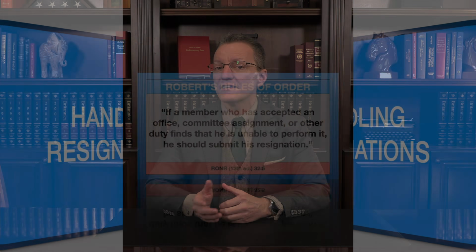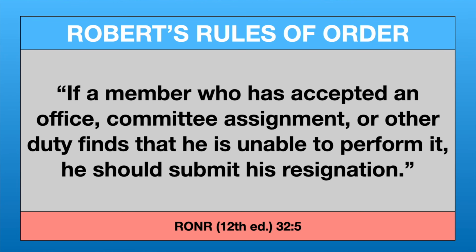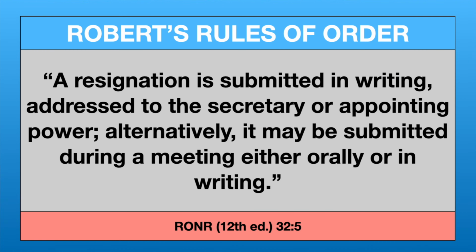Robert's Rules of Order has this to say on the matter. If a member who has accepted an office, committee assignment, or other duty finds that he is unable to perform it, he should submit his resignation. So, how does a member submit a resignation? Robert's Rules of Order says, a resignation is submitted in writing, addressed to the secretary or appointing power. Alternatively, it may be submitted during a meeting, either orally or in writing.